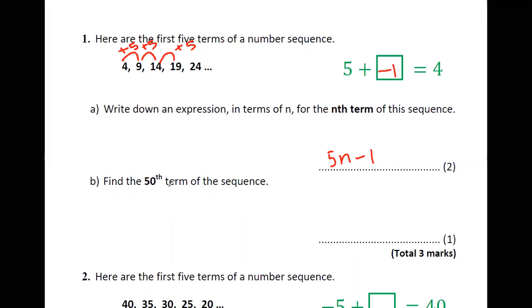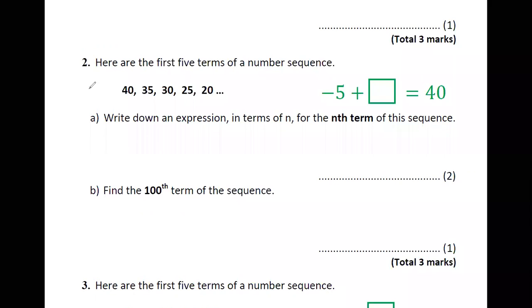Part B, work out the 50th term. I will just replace n with 50 because it says 5 lots of n take away 1, so 5 lots of 50 take away 1. And 5 times 50 is 250. Take away 1, which will be 249.